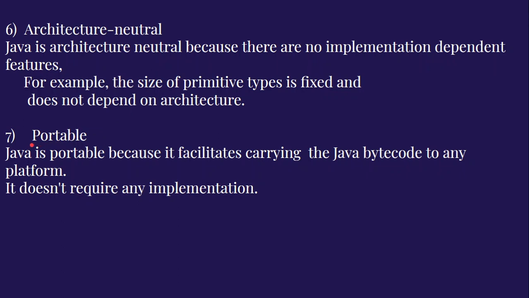And then portable, as I told, we have seen platform independent, which is also portable. So Java is portable in the sense that we can carry the Java bytecode to any machine and run the code. That is what the main two components, JRE, Java Runtime Environment, and the JVM, which is the Java Virtual Machine, do.